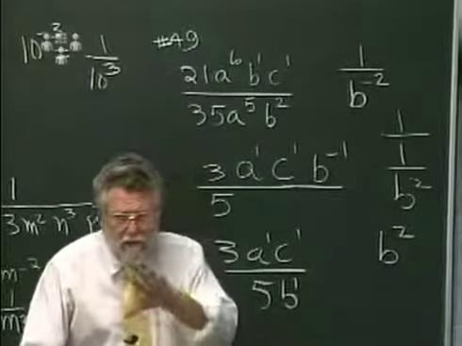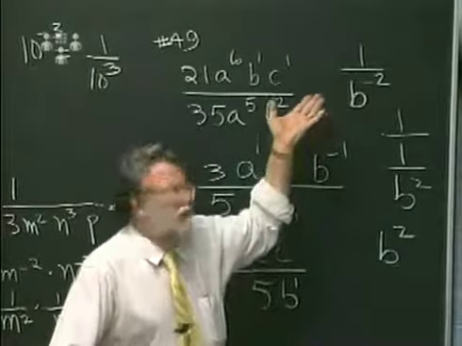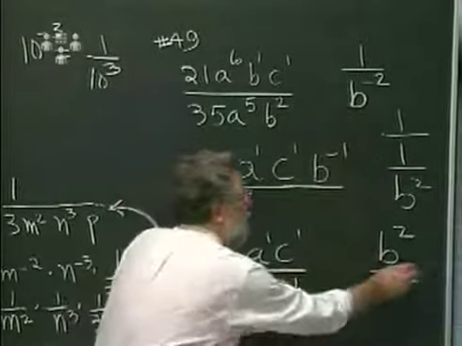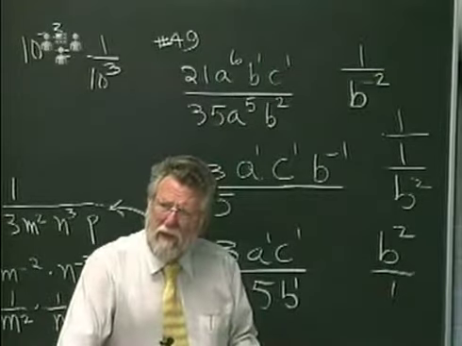Now you commented about trying to just move things up and down. So if you have a b to the minus 2 in the denominator, it's the same as a b to the 2nd in the numerator. So I talk about sinking and floating.